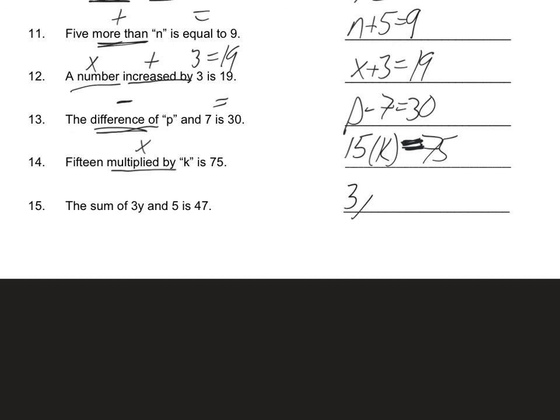We should have gotten 3y plus 5 equals 47. If you got that, good job. You finished your homework.